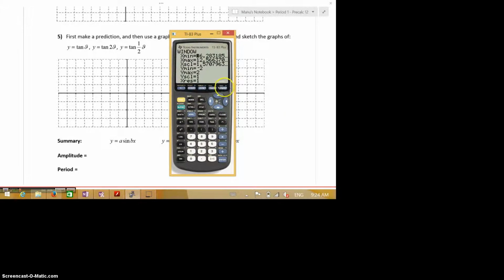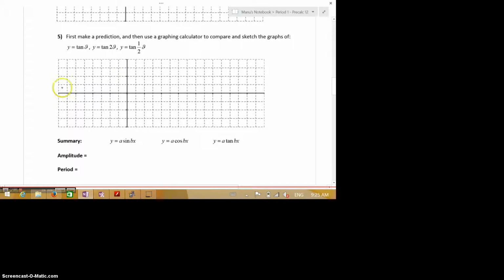When I graph that, you'll get something like this. That's a lot of graphs on there. So what's happening is, the straight lines you see, those are the asymptotes. The asymptotes are going to take place wherever the function is undefined. The function is going to be undefined wherever, because tan theta is sine theta over cos theta, it's going to be undefined wherever cosine is 0. The bottom part is 0.